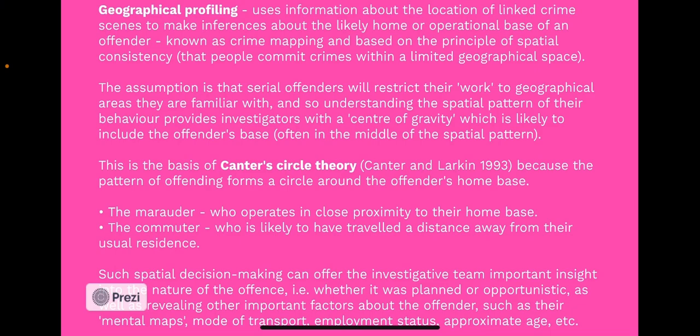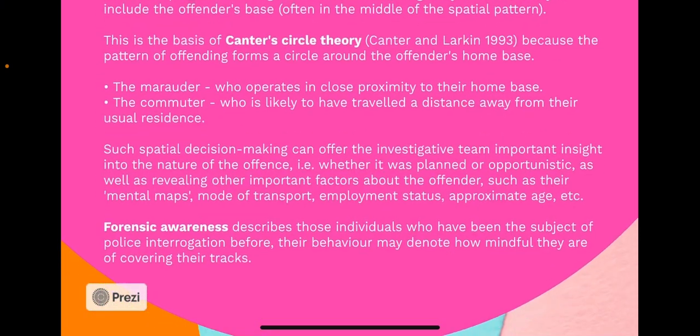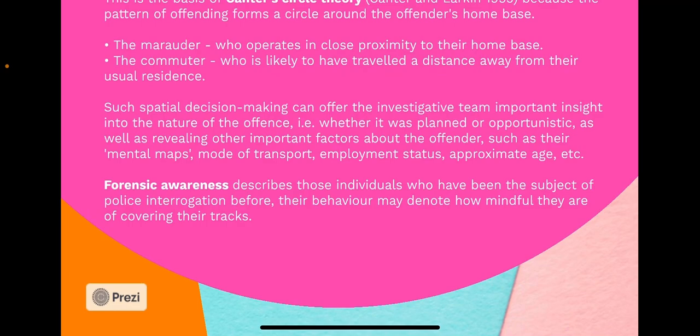And this is linked to Canter's circle theory. Circle theory says that there's two different patterns of offending. There's the marauder, who operates in close proximity to their home base, and the commuter, who is likely to travel a distance away from their usual residence to commit the crime. Using this spatial decision making can give us an idea of the nature of the offence, so whether it was planned or opportunistic, as well as other important factors of the offender, such as mental maps, mode of transport, employment status, approximate age.